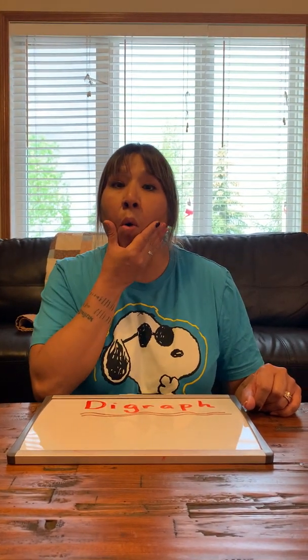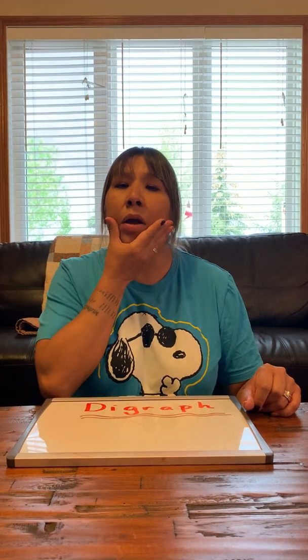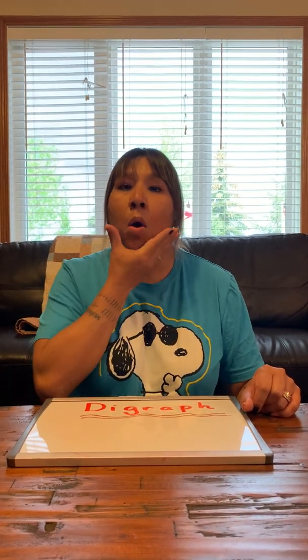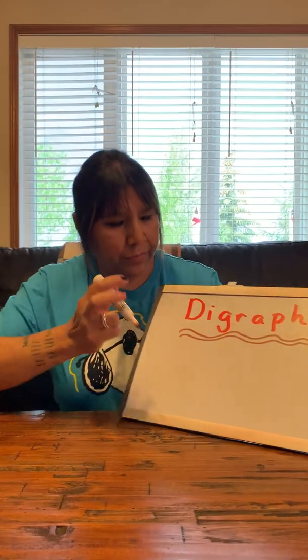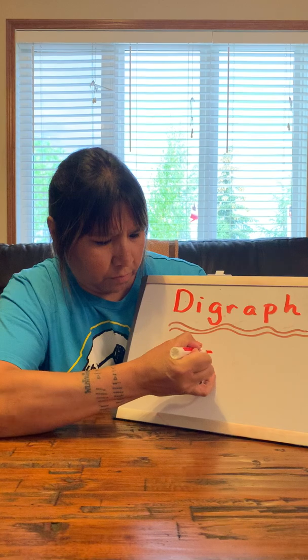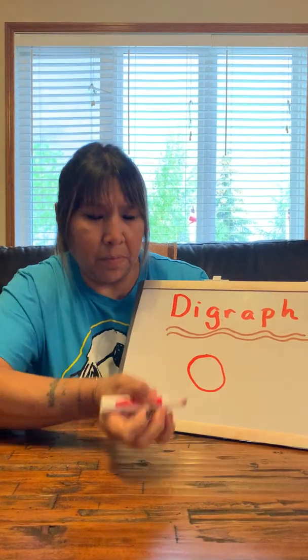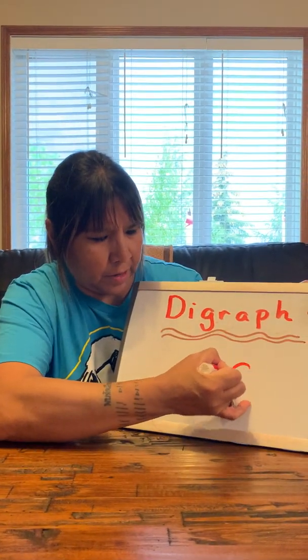The sound we are going to be working on today is the sound O. The action is going like O, grabbing your mouth and going O. Okay, ready? I'm going to show you how to write the letters O-A. Start from the bottom.